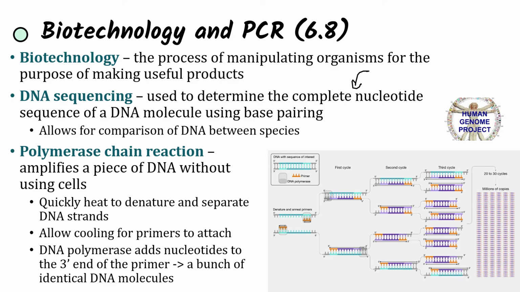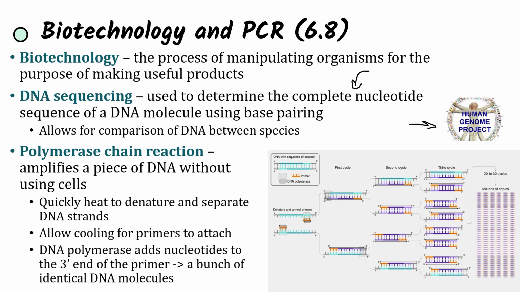And we have been able to determine the entire human genome through the Human Genome Project and map the entire nucleotide sequence of the human genome. And this allows for comparison of DNA between species. And some really cool facts can be found from this, such as humans and potatoes share 50% of their genomes. That's how much of our DNA is related to potatoes.